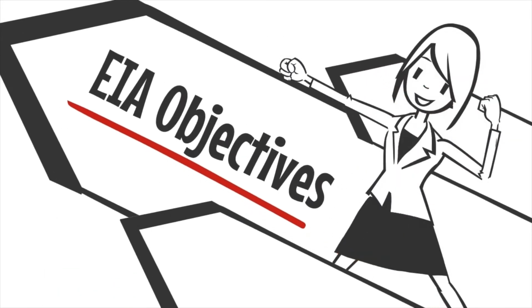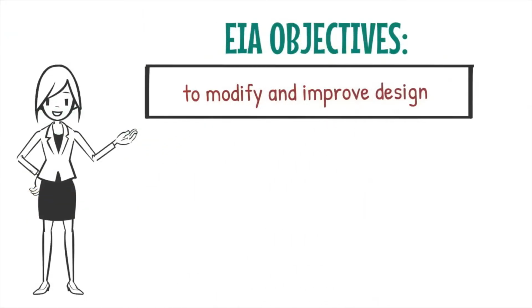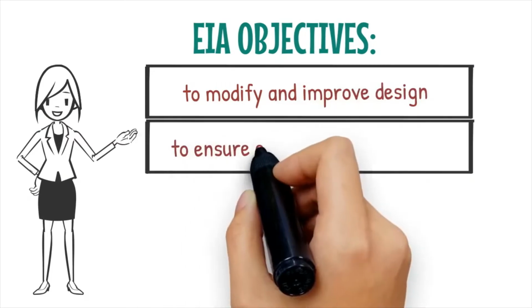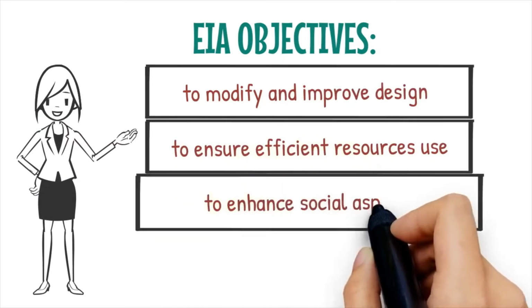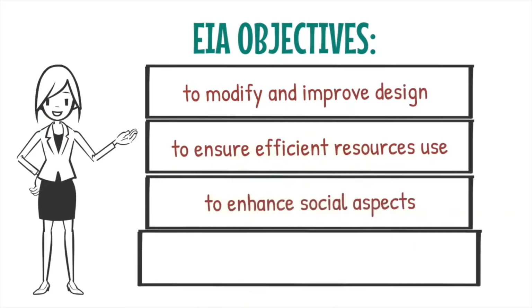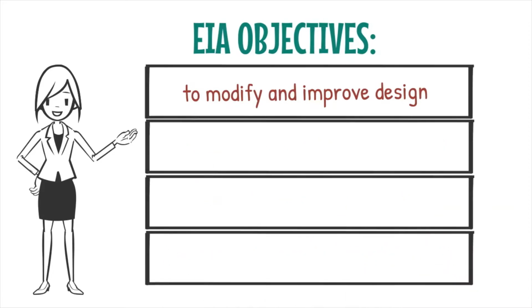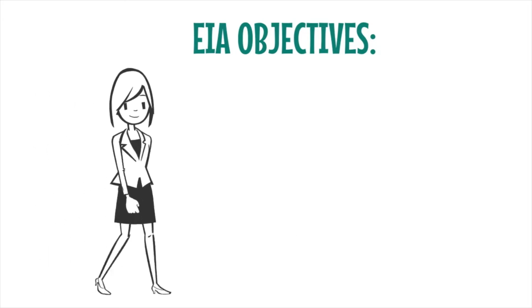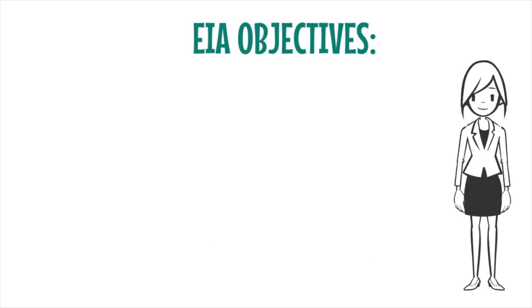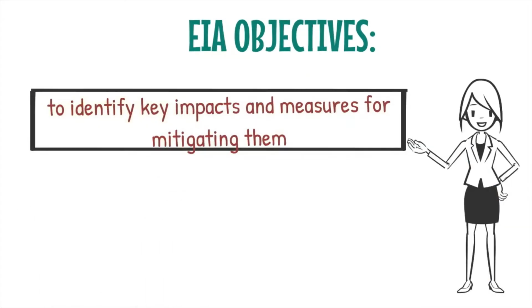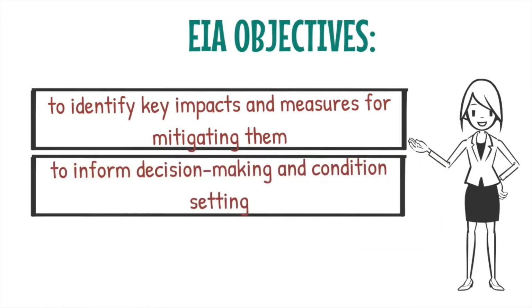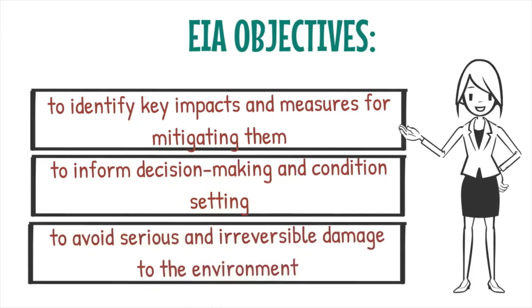Objectives of environmental impact assessment: to modify and improve design, to ensure efficient resource use, to enhance social aspects, to protect human health and safety, to identify the key impacts and measures for mitigating them, to inform decision-making and condition setting, and also to avoid serious and irreversible damage to the environment.